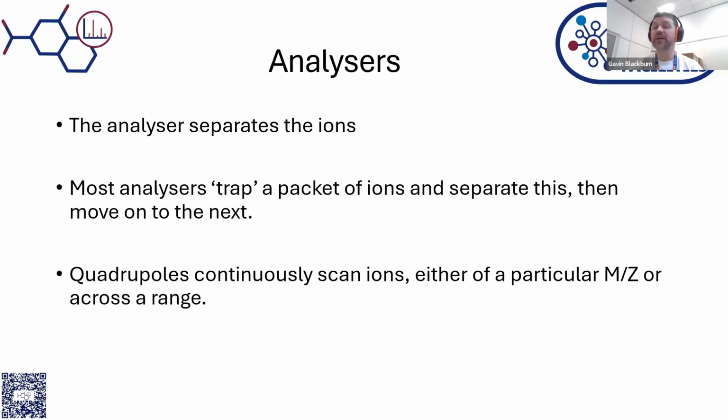And then the ions go into an analyzer. The analyzer separates out those ions. What it does is most of them will take a packet of ions, and they will, in the simplest case of a time of flight instrument, traverse the length of a tube. And the time it takes them to traverse the length of that tube dictates their mass to charge ratio. So what does that mean?